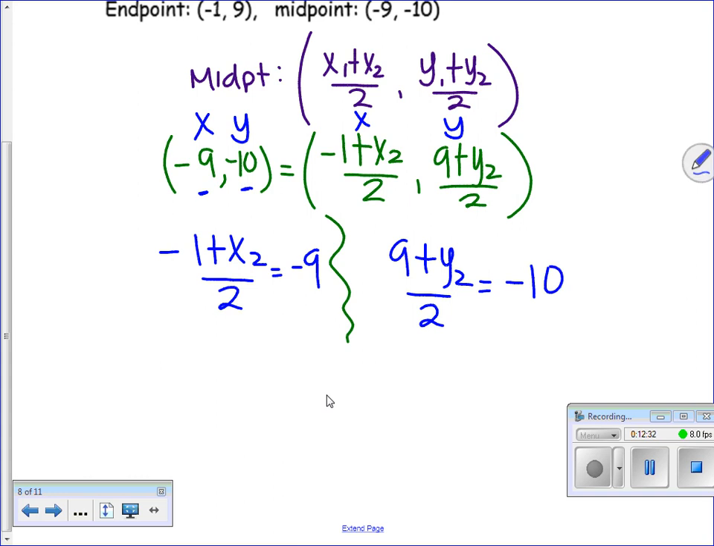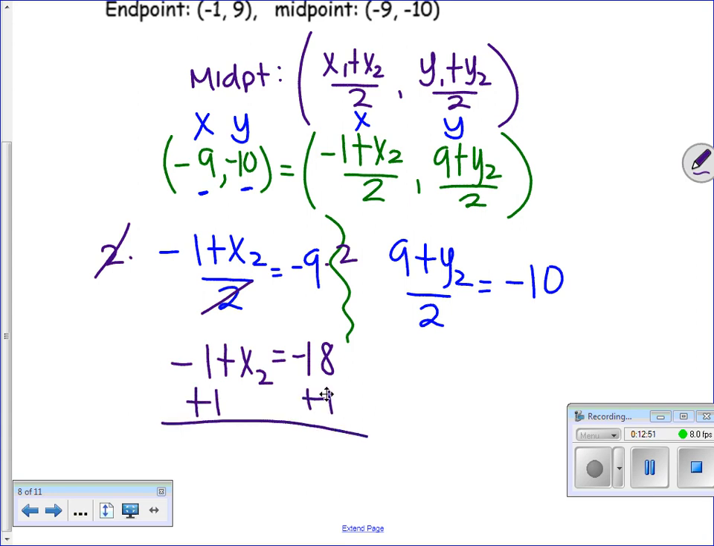From here, I need to simplify both sides. So of course I need to get rid of the fraction. I multiply both sides by 2. The 2's cancel out. I have a -1 plus x sub 2 is equal to a -18. And I need to get rid of that 1, so I'm going to add 1 to both sides. I have x sub 2 is equal to a -17. So I have my x value. Now I need my y value.